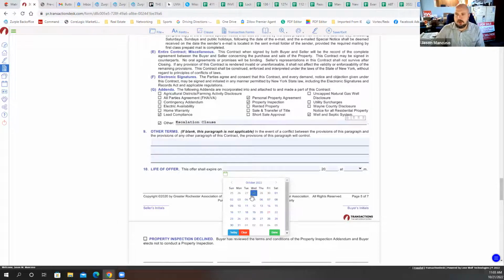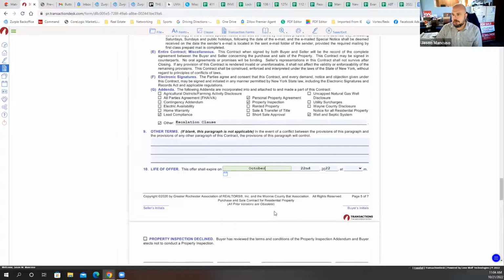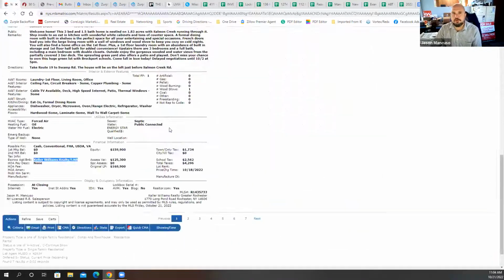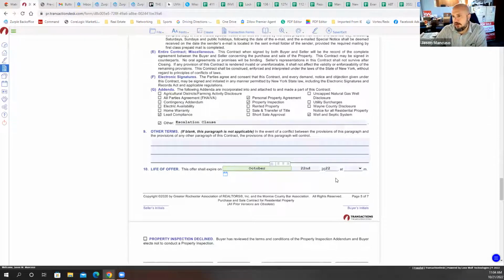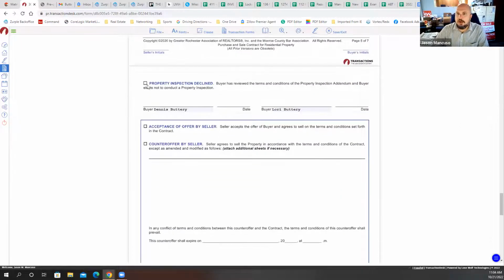So, life of offer. The offer expires technically when? Most want 24 hours to review, but it also would be highlighted in the private remarks of the listing, which on our end, well, we don't have it here right now, but typically we have 24 hours. So it's 11 a.m. right now. I'm going to assume it's going to take the buyer a couple hours, and then maybe I have appointments this afternoon. I'm going to assume I get this submitted by 5. So I'm going to make it good till 5 o'clock tomorrow, October 22nd. We're good there. If they're declining the inspection, this box would be checked.